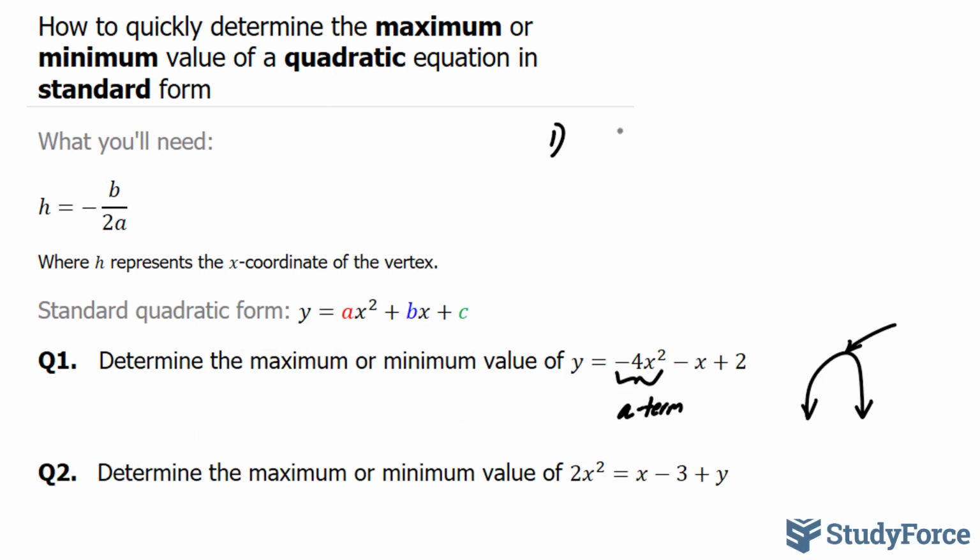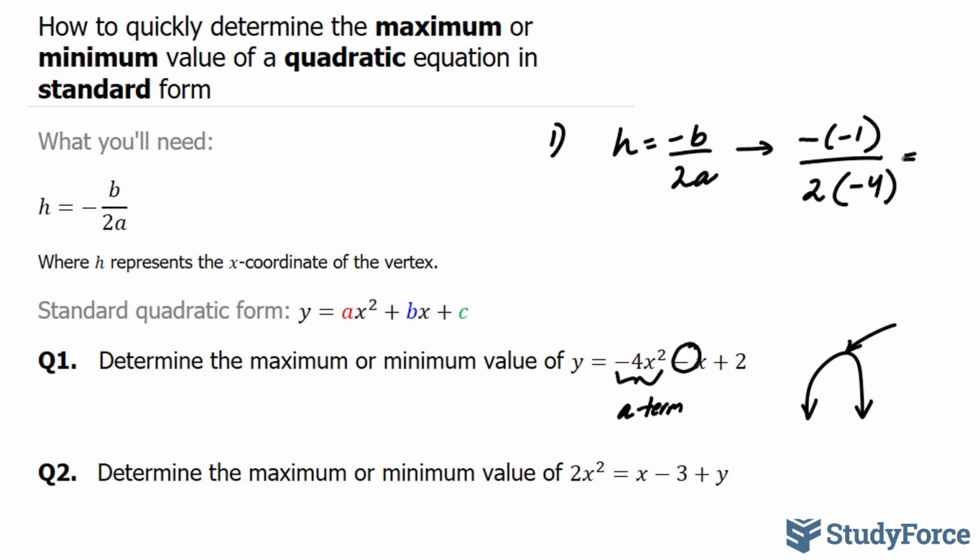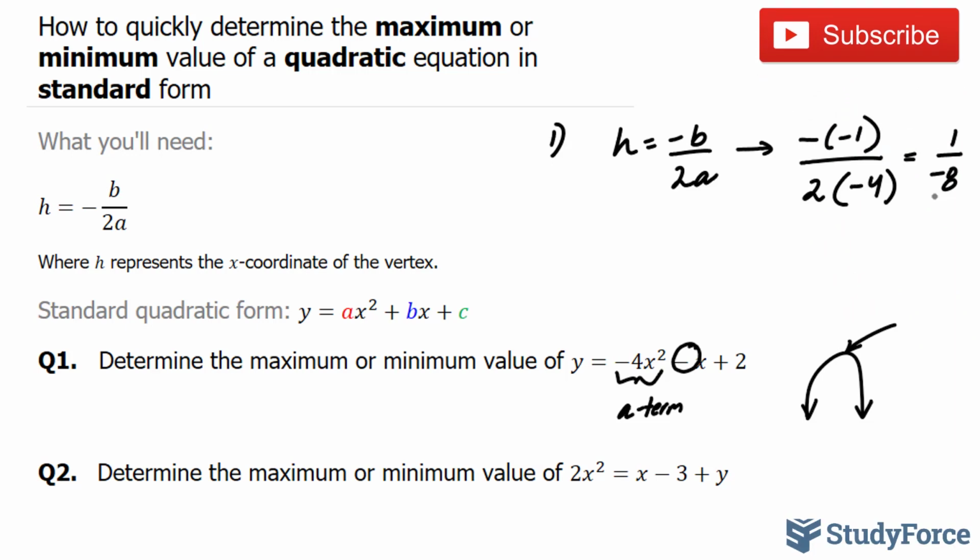Let's use this formula. h is equal to negative b over 2a. b in this equation represents negative 1. This right here, it's negative 1. So I'll replace this b with negative 1 over 2 times our a, and that was determined to be negative 4. So our answer, for the x-coordinate only, is 1 over negative 8. 1 over negative 8 represents the x-coordinate of the vertex.